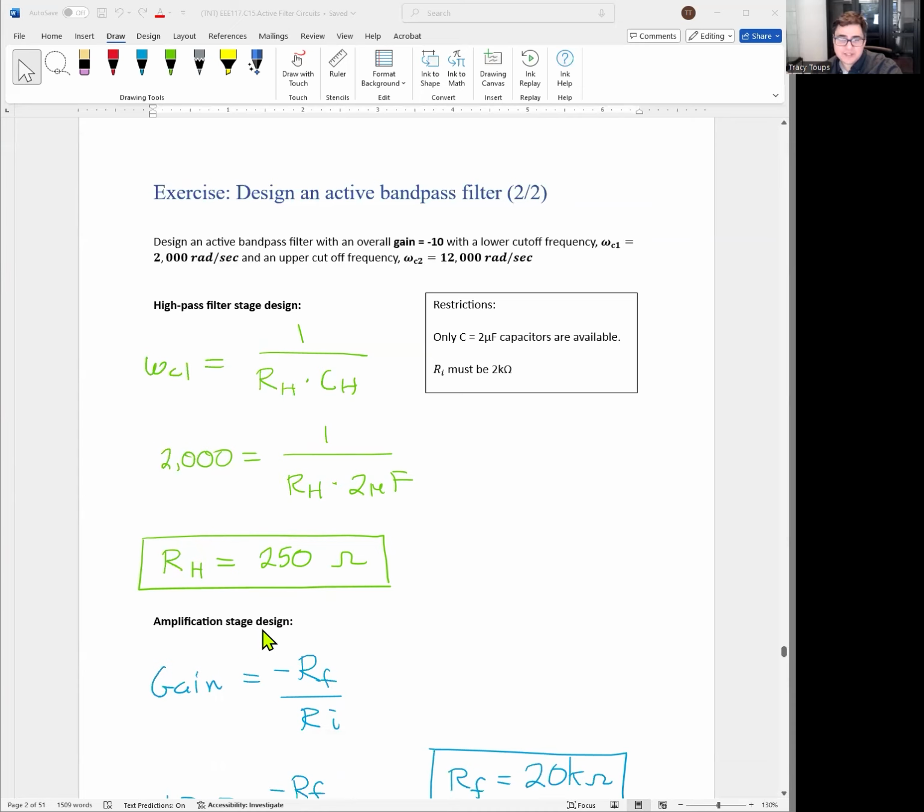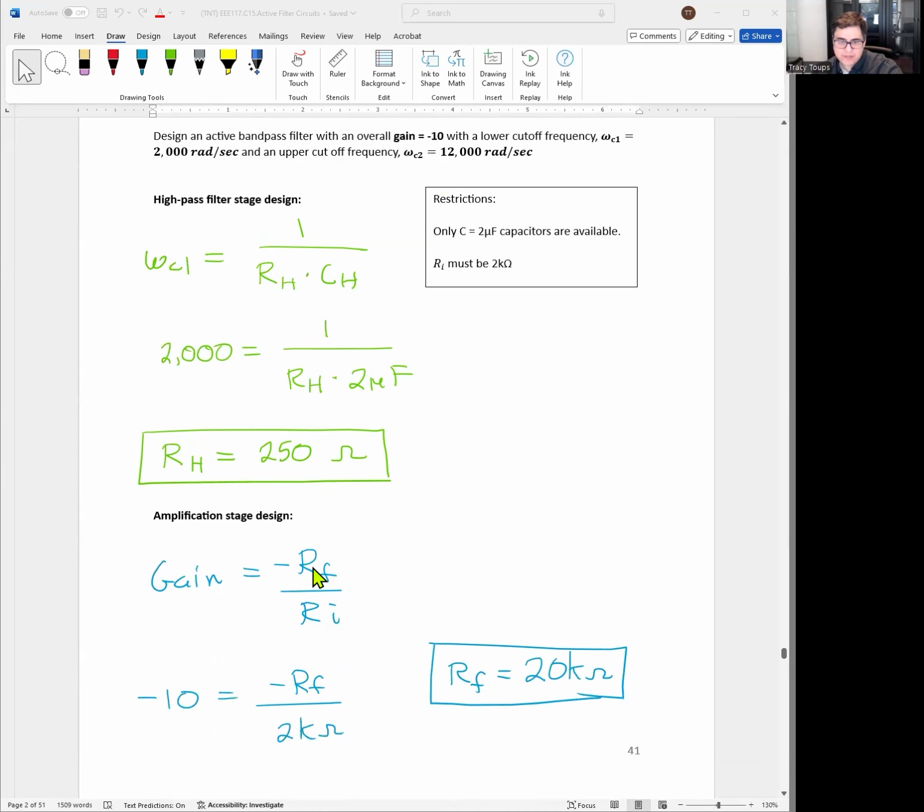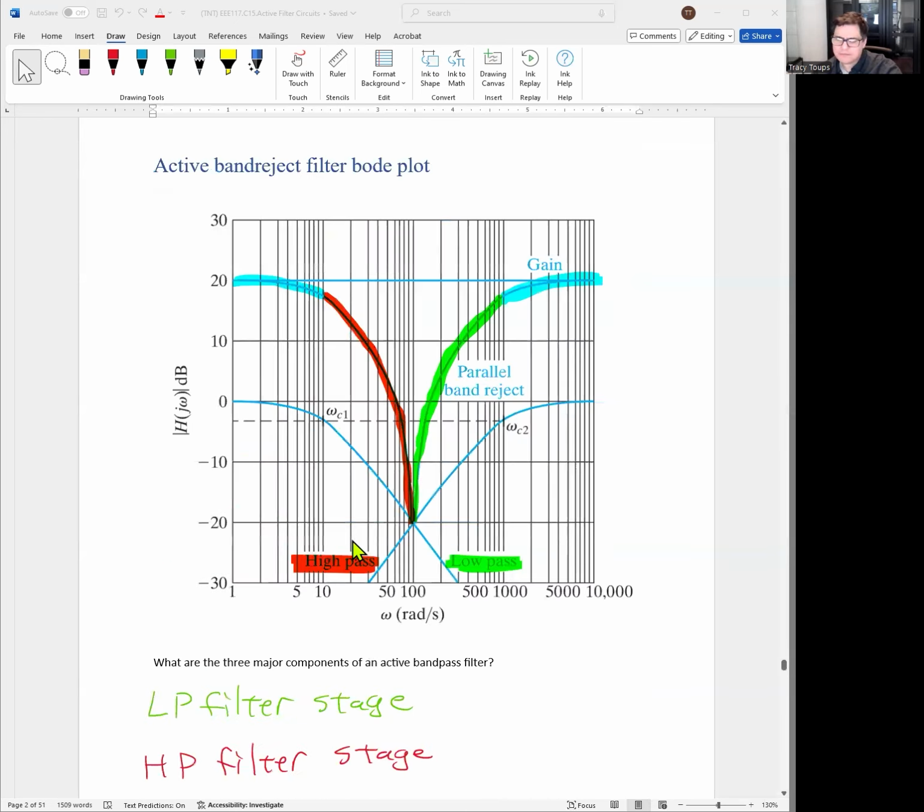And for the amplification stage, we want a gain of -10. So we have negative RF over RI. We said RI has to be equal to 2 kilo ohms because that's what we had extra. Then just doing some number crunching, -10 equals negative RF over 2K, so RF is equal to 20 kilo ohms. That's pretty much your design. Once you know the circuit and its topology, the number crunching is very simple. So that was for the bandpass filter.